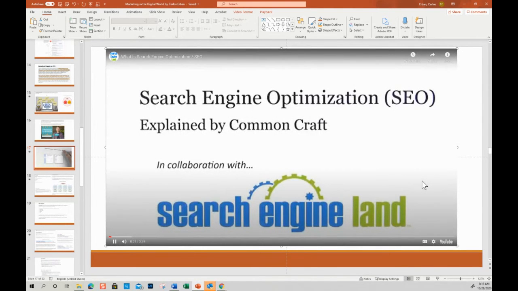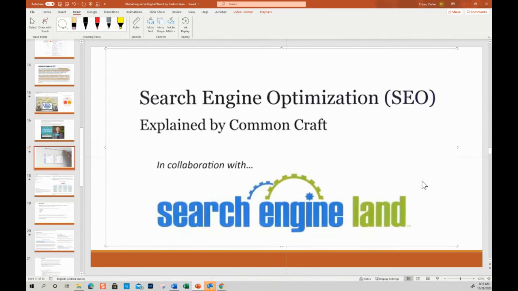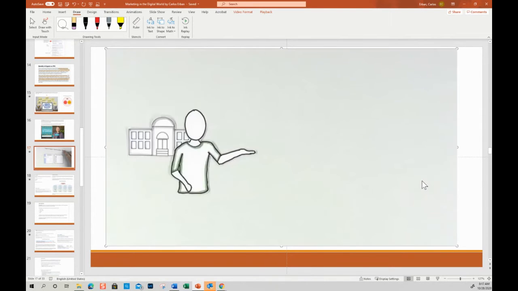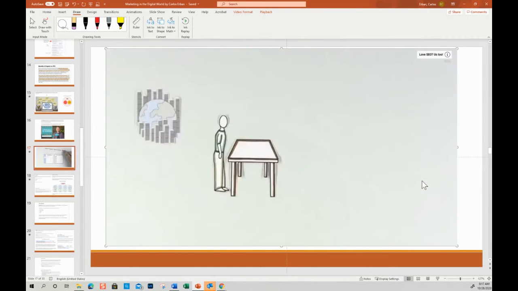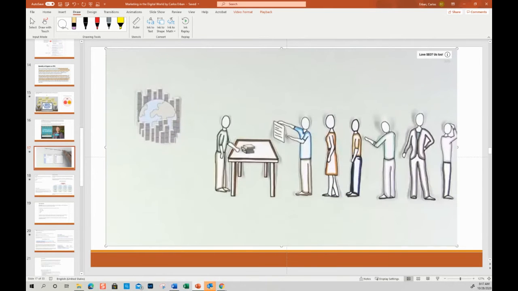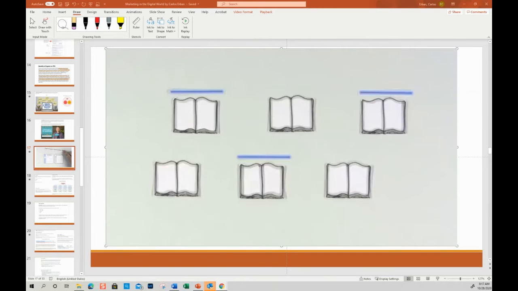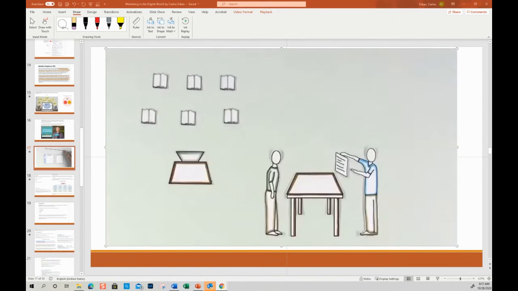This is Search Engine Optimization, explained by Common Craft, in collaboration with Search Engine Land. Imagine for a minute that you're a librarian, but not a normal one. You're a librarian for every book in the world. People depend on you every day to find the exact book they need. How do you do it? You need a system. You need to know what's inside every book and how books relate to each other. Your system needs to take in a lot of information and spit out best answers for a patron's questions. It's not an easy job.